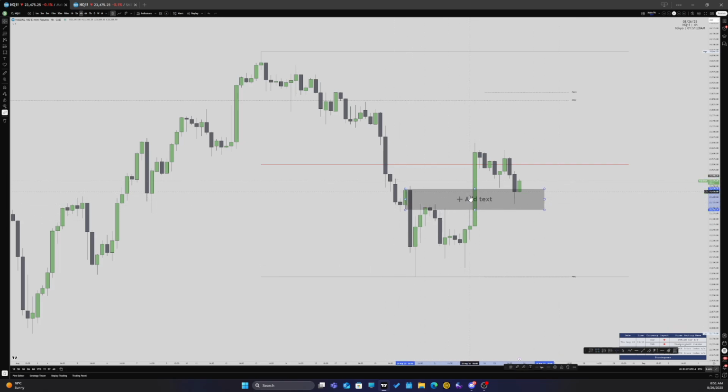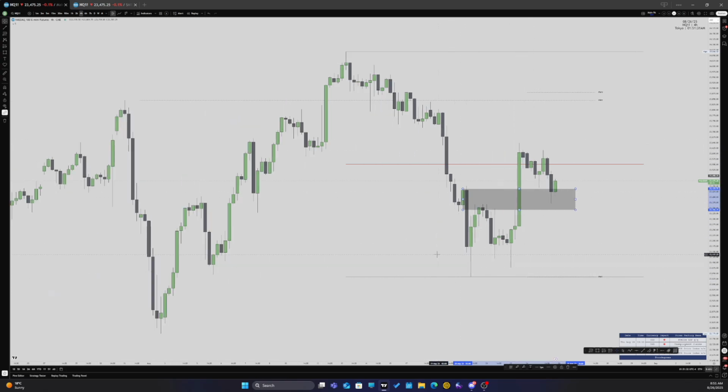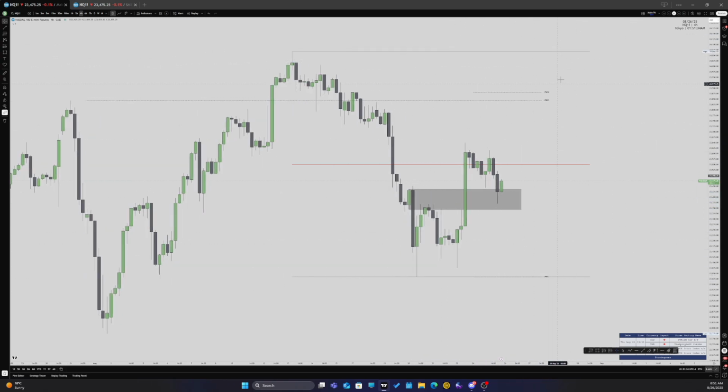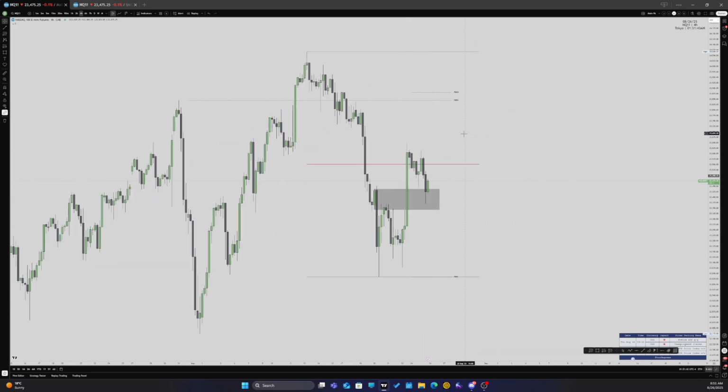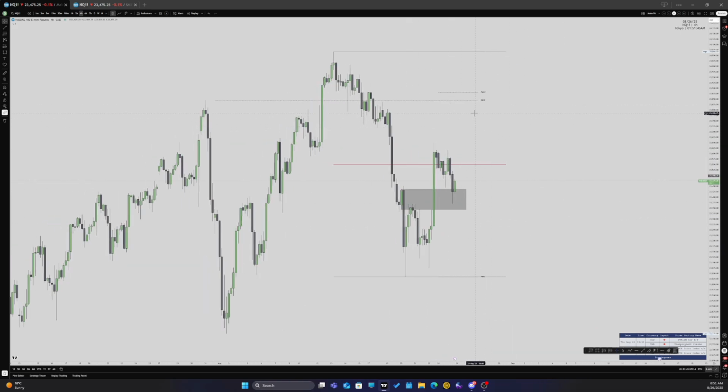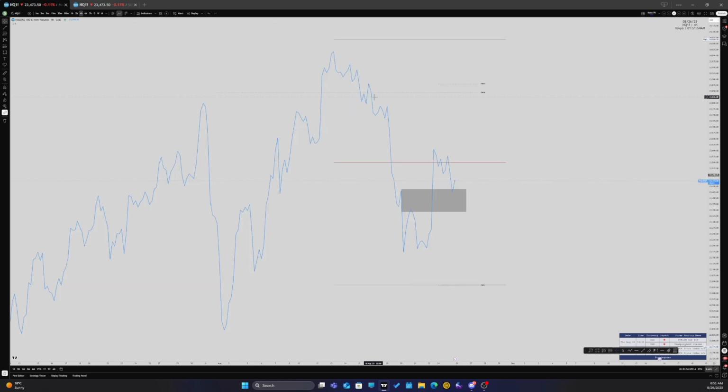So breaker block in the fair value gap, unicorn model, right? So we are expecting all-time highs. We are looking for price to go back to all-time highs. That's the 4-hour outlook. Well, going back to all-time highs, at least to this high here, right? At least around here somewhere in this area.